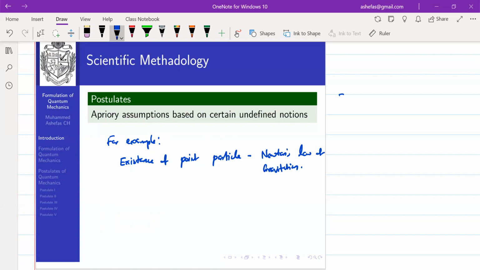Or in case of kinetic theory of gases, we assume the gas is a collection of point particles, or the gas is a collection of particles. That is an assumption. Okay, so this a priori assumption is called the postulates, and it is the starting point of any theory. There is no need of proof for postulates because they are just assumptions. We are just taking it as granted that it is correct. Now, by assuming those are correct, we build the theory. Okay, so any formulation of any scientific theory will have certain postulates.